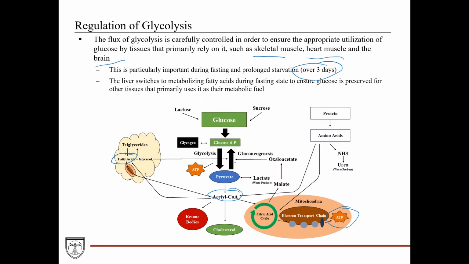At the same time, hepatocytes are synthesizing glucose via gluconeogenesis from pyruvate, and the purpose of that is not so that the liver can use that glucose, it's to produce glucose that can be used by peripheral tissues, such as heart muscle, brain, skeletal muscle. So by switching to fatty acids, the liver essentially preserves glucose for other tissues.